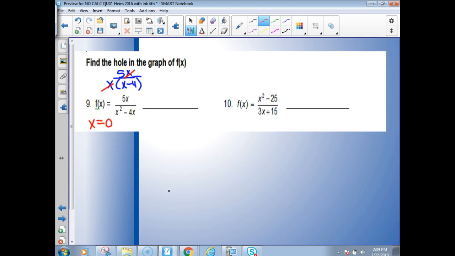Now, when I see x equals 0, I always think of a vertical line, so I don't want it written that way. What I want is that you're going to tell me the location of that hole. How could you figure it out? Plug in 0 where? You can't plug it into the original. You have to plug it into the reduced equation. So that's 5 over x minus 4. If you put 0 in there, you're going to get 5 over negative 4, or negative 5/4.